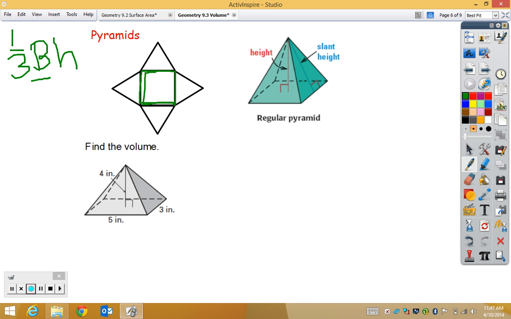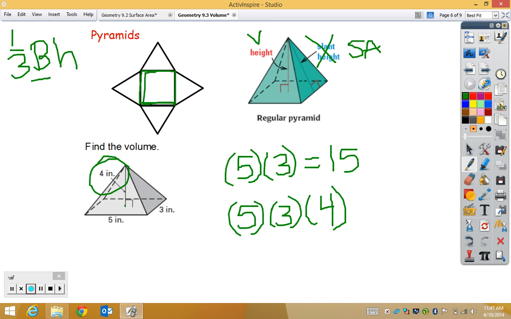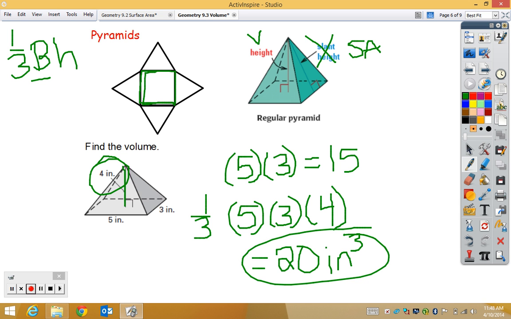So in this case, it is a rectangle. So I find the area of my base, which is 5 times 3, which is 15. Alright, and now my height is in the middle. It is not the slant height. We use that for surface area. We use the height that's in the middle for volume. So I'm going to go 5 times 3 times my height of my pyramid, which is 4 from the center to the top. And then I have to take it times 1/3 or divide my answer by 3. And this comes out to be 20 cubic inches. A lot of students forget to divide by 3, but anything pointed is 1/3 of the volume.